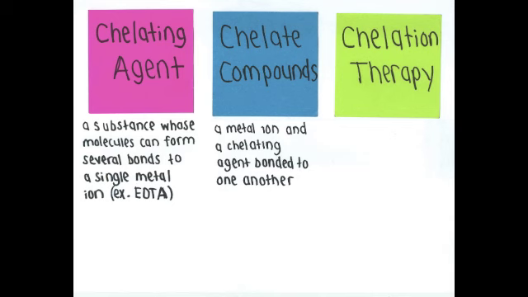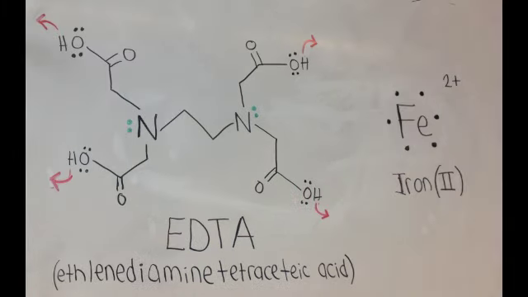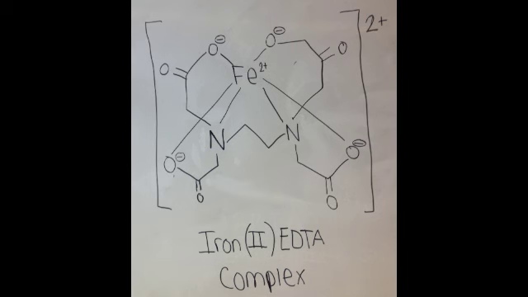A chelate compound is when a metal ion and a chelating agent are bonded to one another. An example of a chelate compound is when EDTA bonds to Fe2+, and this creates an iron 2 EDTA complex.